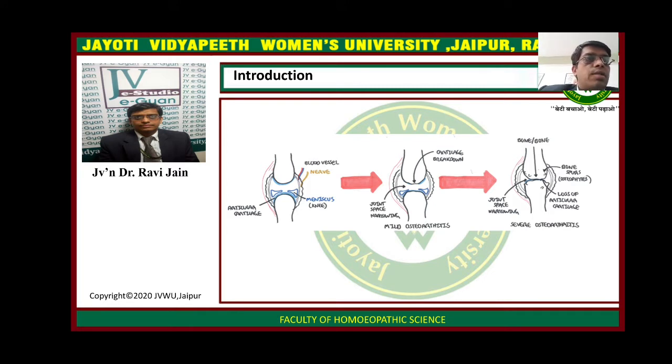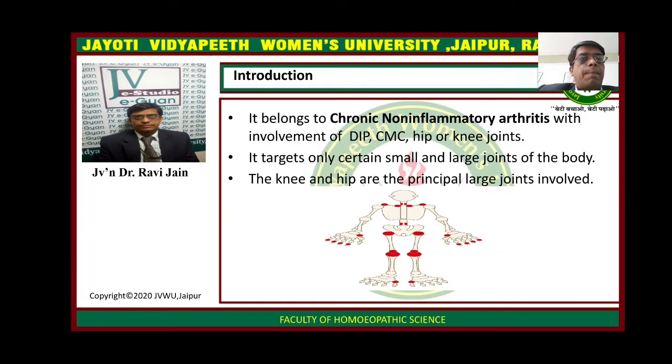In the third figure, there is greater joint space narrowing. There you can see bone spurs, that is, osteophytes, and loss of articular cartilage. So we have severe osteoarthritis. So we have three figures: number one, the normal articular cartilage; the second one is mild osteoarthritis; and the third one is severe osteoarthritis.